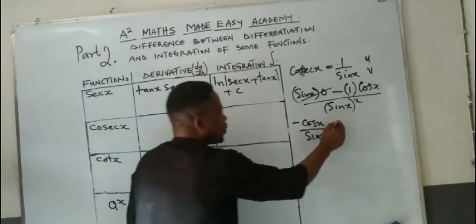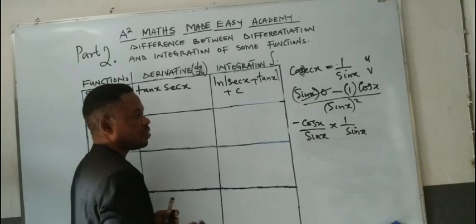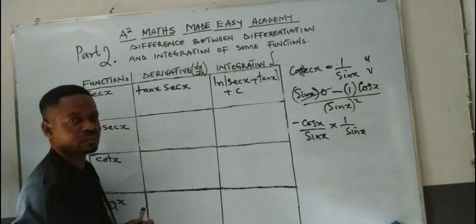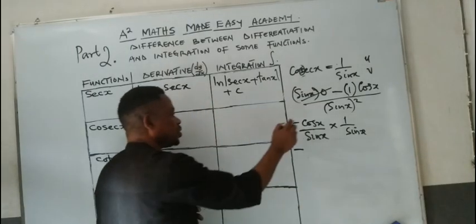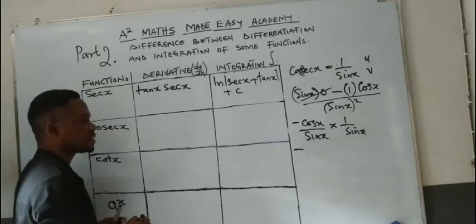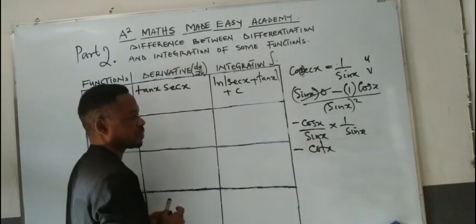X. Then I will now multiply 1 over sine x. It's still the same thing. Because if I multiply this with this, it will give me sine x all squared. Then can you agree with me that this is minus? According to the theorem of trigonometry, anytime you see cos x over sine x, the answer is cot x.